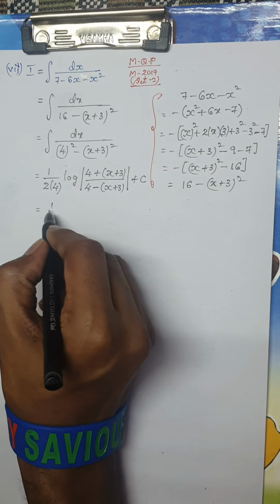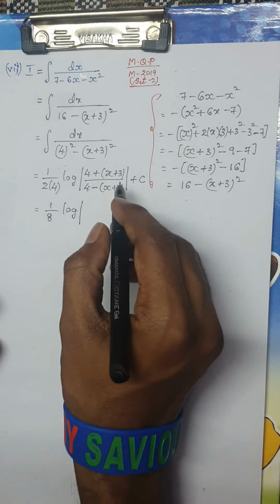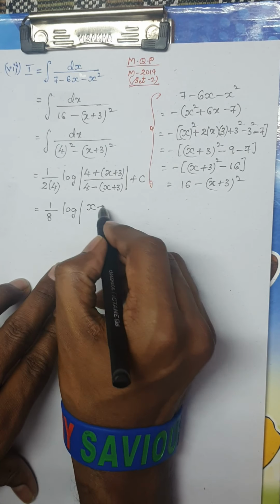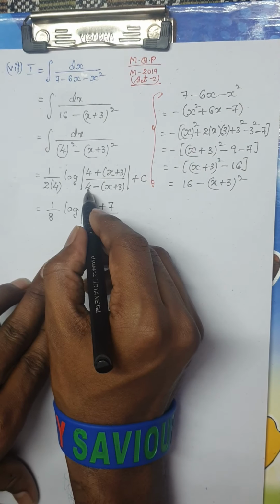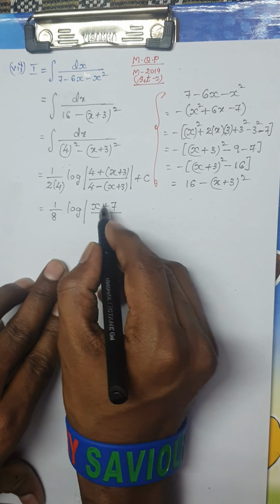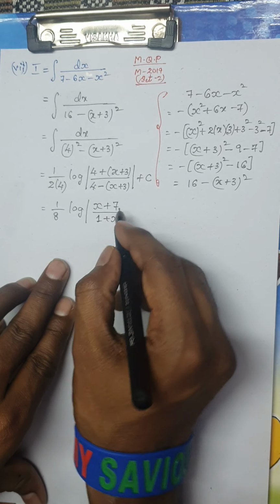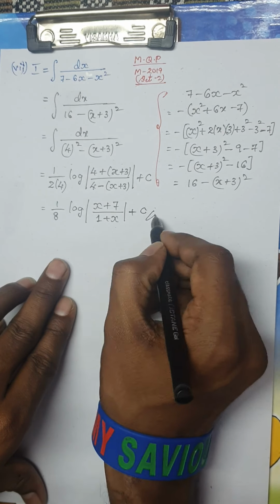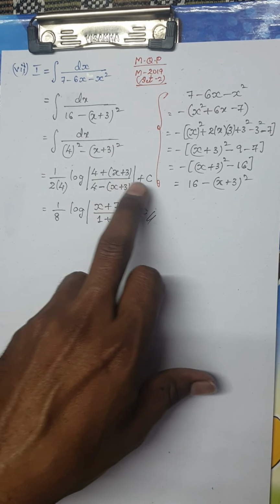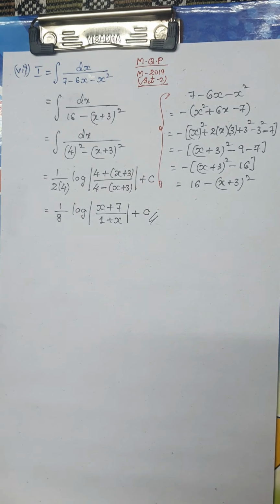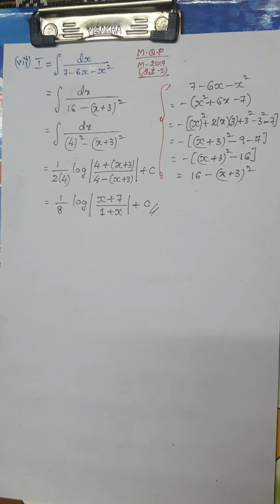So this is nothing but 1 divided by 4 2s is 8 log of mod. If you solve this, you will get x plus 3 plus 4, that is 7 divided by, now 4 minus 3 would be 1. So you will get 1 plus x, or else you can write 7 plus x divided by 1 plus x plus c, which is the constant of integration, and you need not bother much about simplifying this. Even if you keep it like that, you will get 2 marks along with the proof, and hence you will get 5 marks for this question.